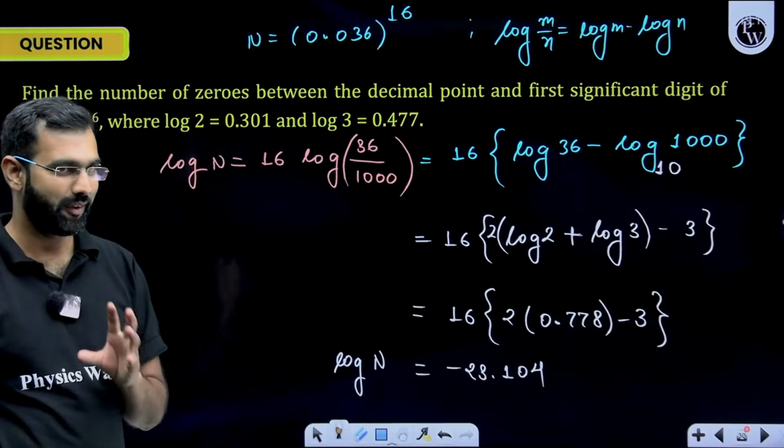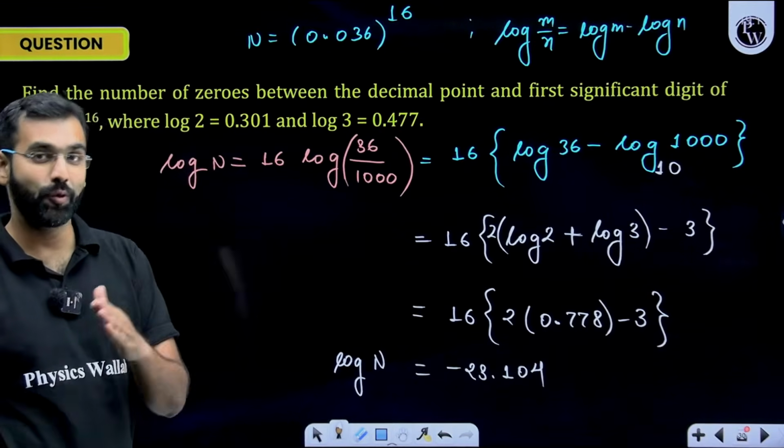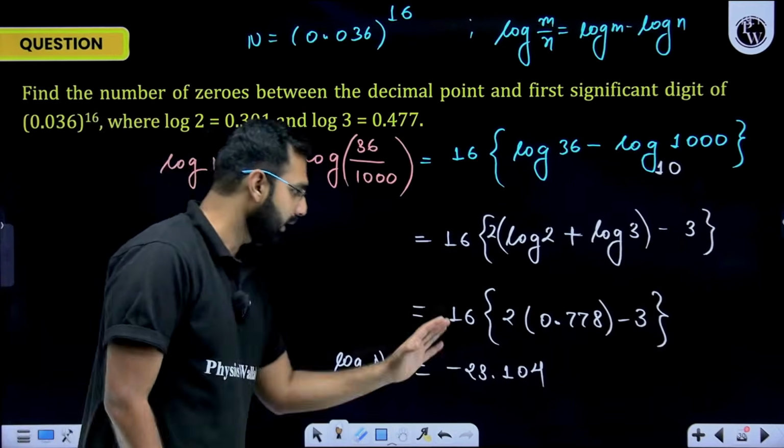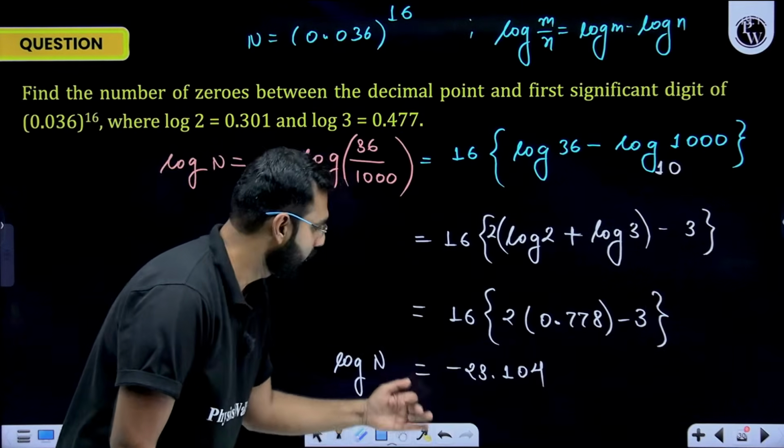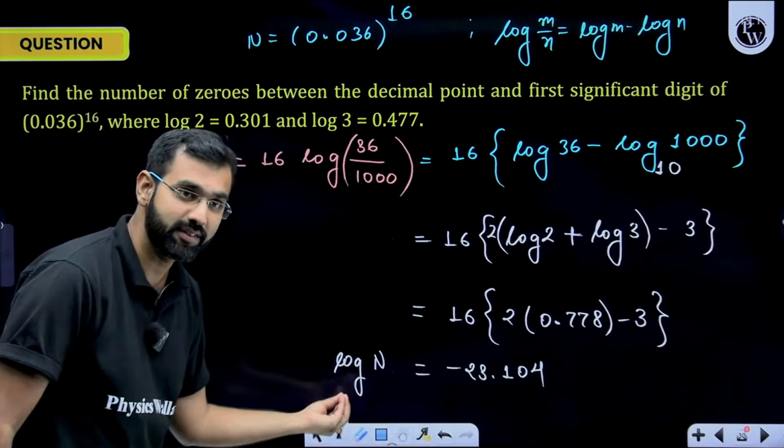Correct it once again: 23, 24, 25, or 22. What will be the answer? Now here, first of all, the moment you get a negative characteristic, which is minus 23, of course I'll be adjusting the mantissa, and then I'll get some other value here.